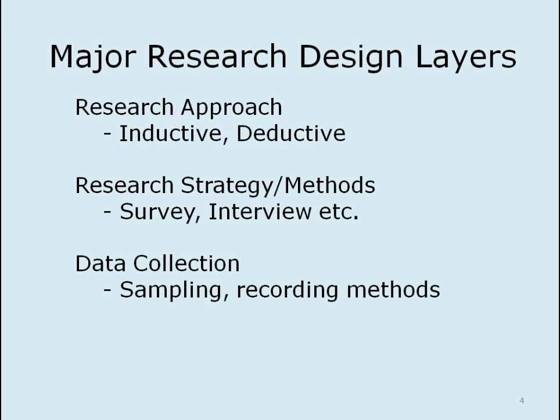When you're looking at the research method section in your proposal or in your major project, you've got 3 layers, okay? 3 major layers you need to make decisions on. The first one is the research approach, which includes some key terms such as inductive and deductive research. You've then got the research strategy or research method, which is things like survey, observation, questionnaires, interviews, those kind of things that we will be looking at. And you've got to make decisions there.